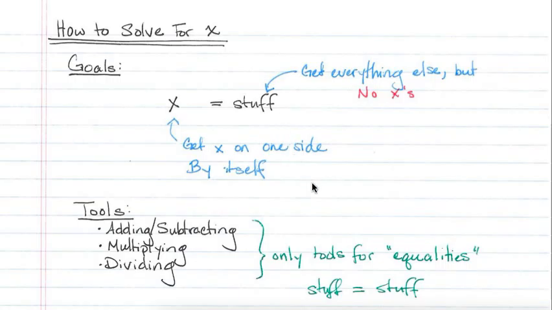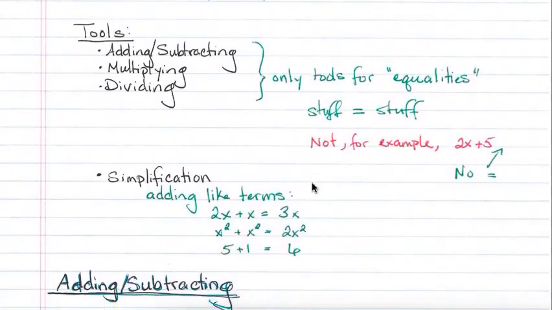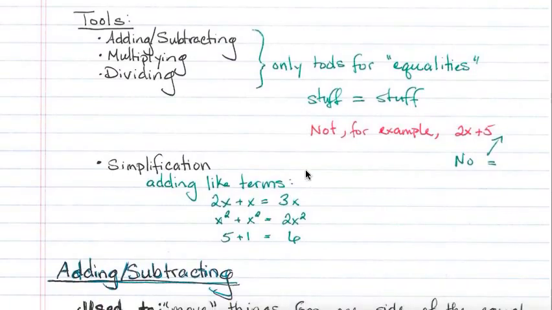Now, there are multiple tools that we can use to do this, such as adding and subtracting, multiplying, dividing, and in the way that I'm going to show you how to use these, we can only use these when you have an equality. Basically what that means is what it sounds like. You must have an equal sign to use these things in the way that I'm going to show you.